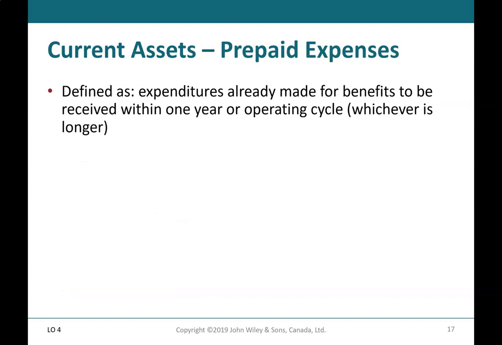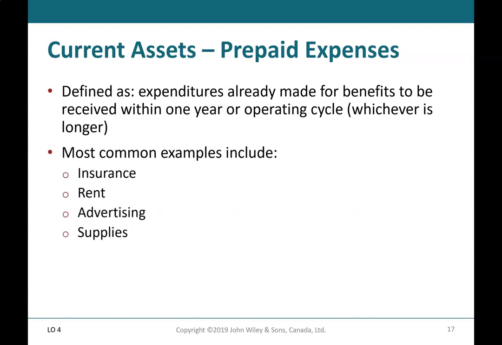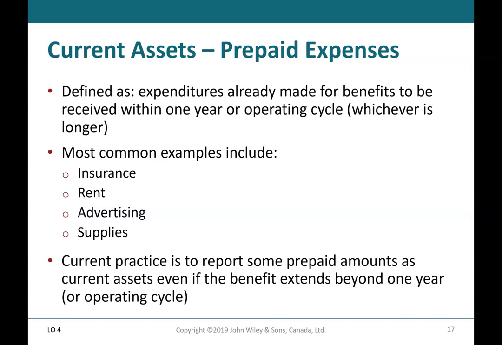Current assets, prepaid expenses. Defined as expenditures already made for benefits to be received within 1 year or operating cycle, whichever is longer. Most common examples include insurance, rent, advertising, supplies. Current practice is to report some prepaid amounts as current assets even if the benefit extends beyond 1 year or operating cycle.